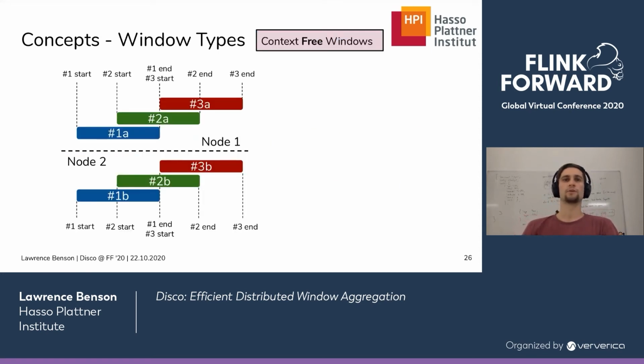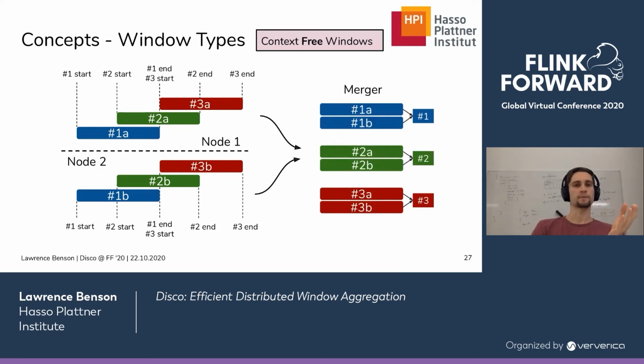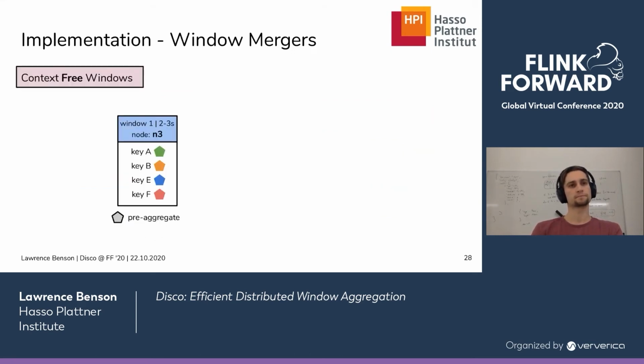This gets more interesting now when we look at context-free windows. Just a reminder, these were tumbling and sliding windows and such. And here we have fixed bounds, so we know when a window starts, we know when a window ends. And you can see here, even though we're on 2 nodes, the start and end points are identical. So we can leverage this knowledge simply by aligning the results. We can see here, window 1, A and B come together, and we know the start and end bound, so we know they're the same window, and we can pass on the result, and the same for 2 and 3. So how is this implemented specifically?